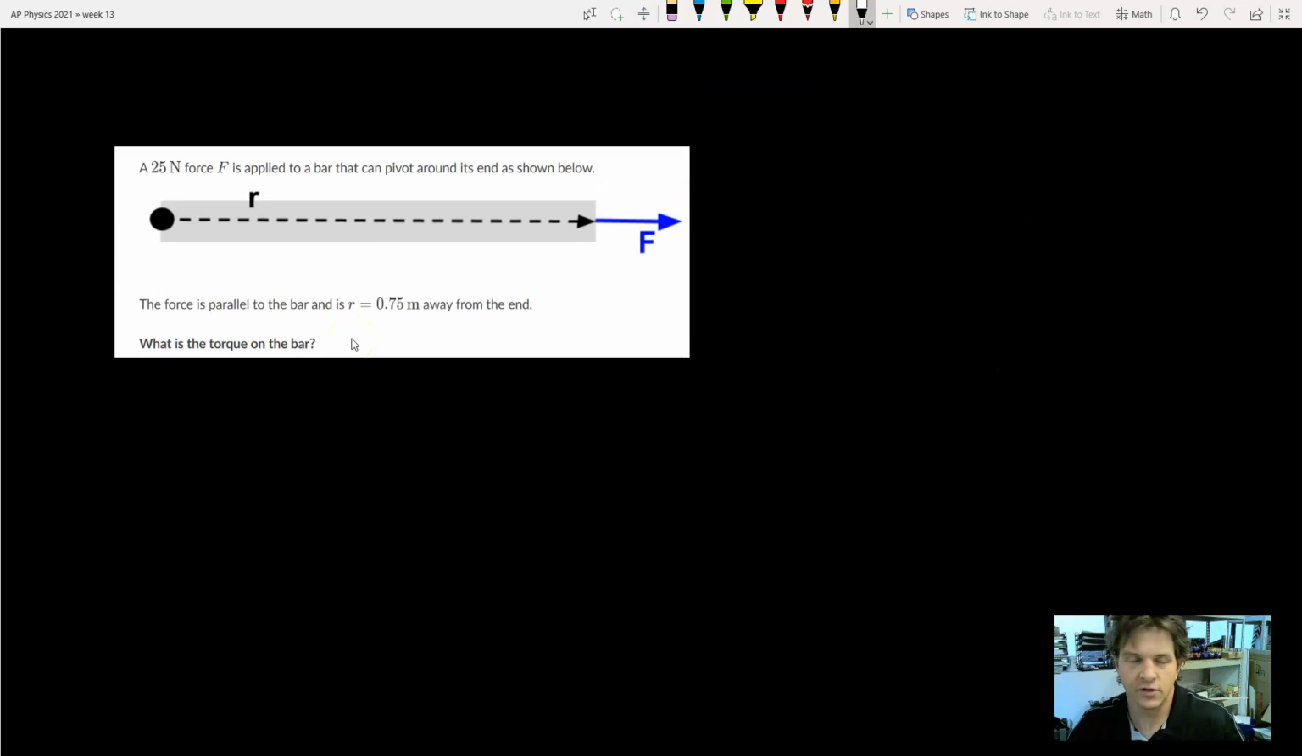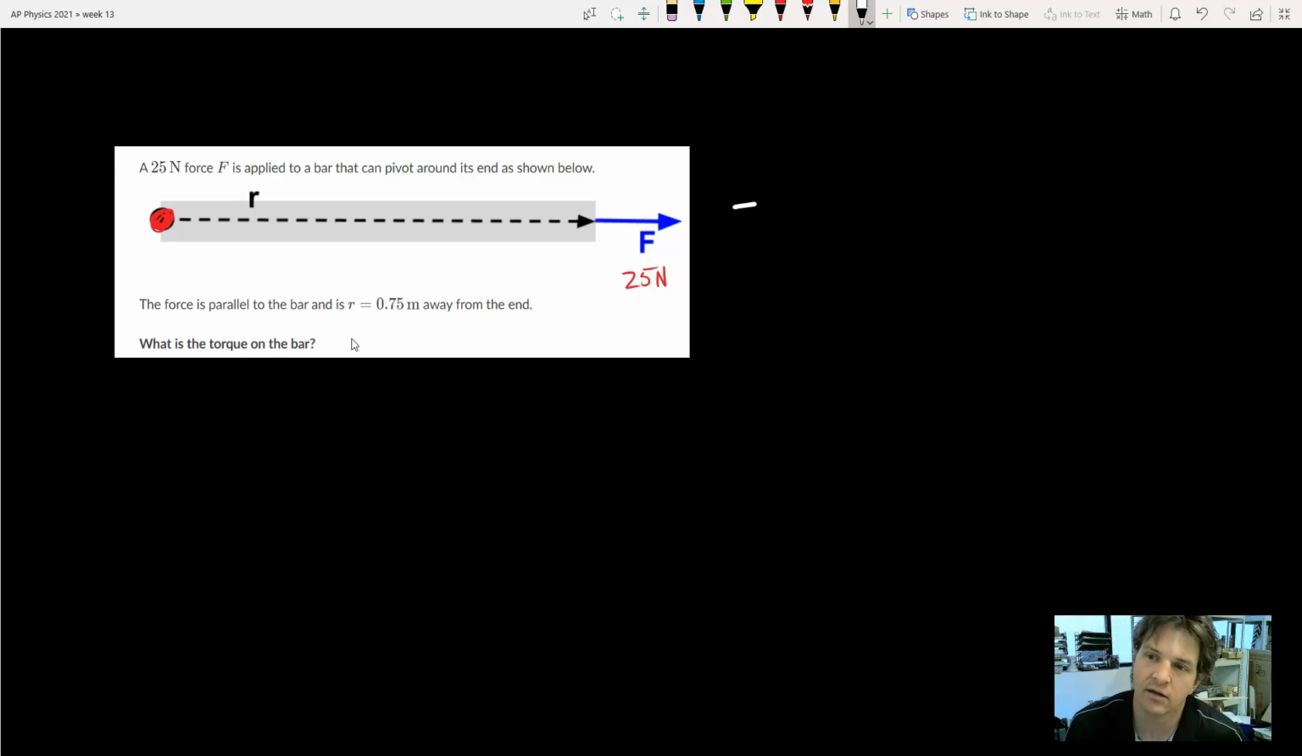One more example. This is another type of one that we could come into. We had the first example, which was perpendicular to the lever arm. Then we had our last example, which was just some random angle. What if the force is totally parallel to the lever arm? So we have a 25 Newton force, that force right there. It's applied to the bar so it can pivot, so its pivot point is right over here. And then the force is parallel to the bar. So here's the deal. Think about a door. If you pushed parallel to the door, it wouldn't go anywhere.